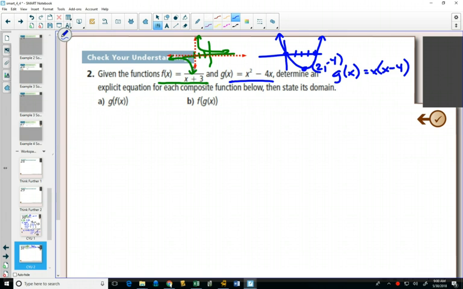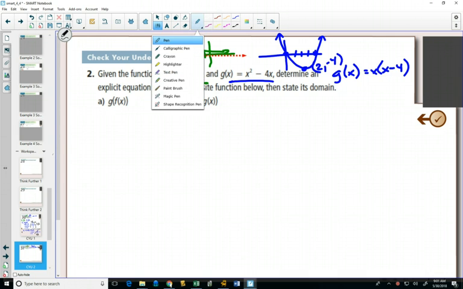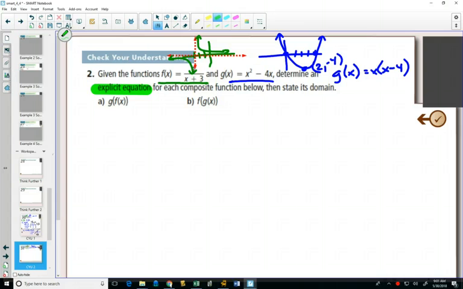So those are the 2 graphs, and what we're going to do is f of x first, which is our rational graph, and then we're going to throw our rational graph into our quadratic. This time it doesn't ask us to graph them. It just says find an explicit equation. So a reminder, what does explicit equation mean? Explicit equation means that we're going to find that equation just in terms of x. And then we're going to find the domain.